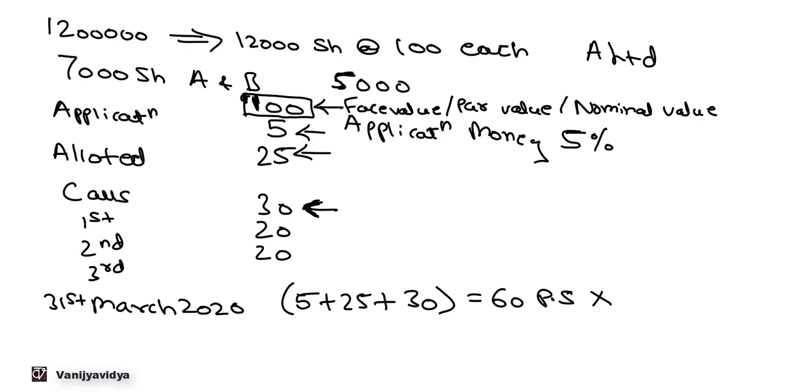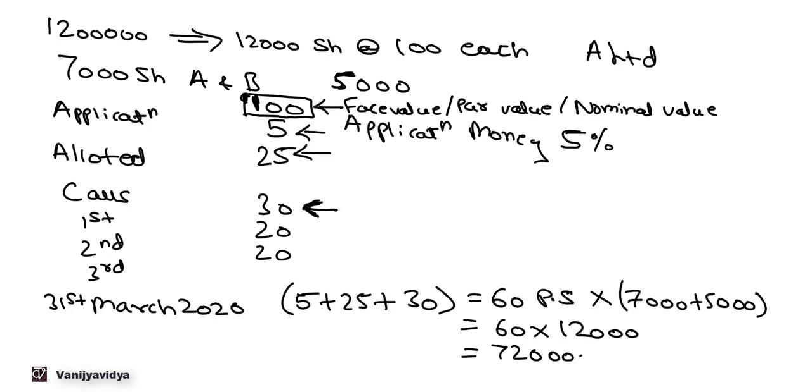into, what is the total number of shares? 7,000 plus 5,000. Now 7,000 shares are taken by A and B, but we have to consider it in the total share capital. So 60 into 12,000, that comes to 7,20,000. So this 7,20,000 is known as the called up capital. So as on 31st March 2020, this is the total amount per share that is called up by the company.